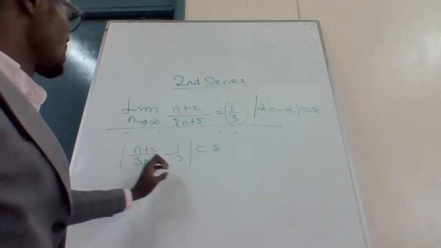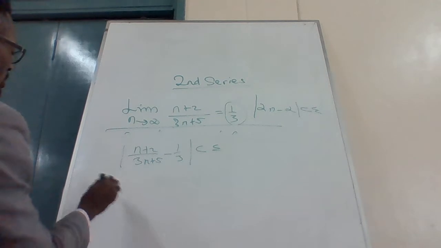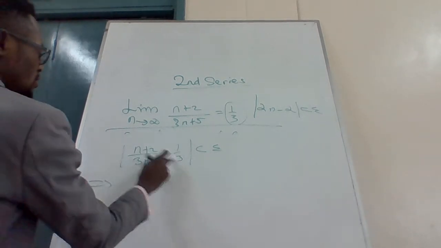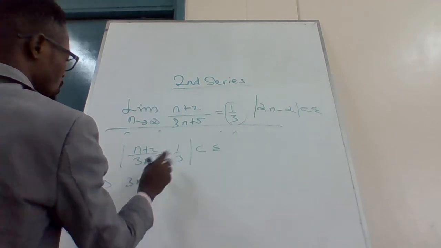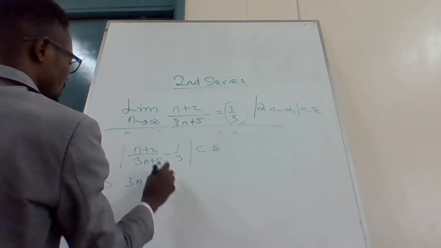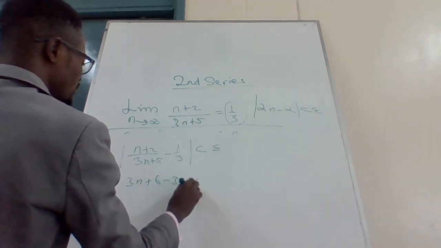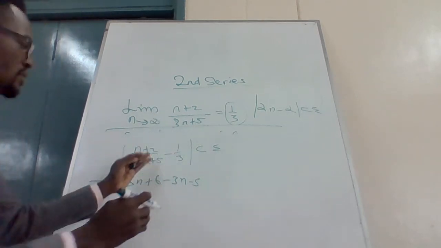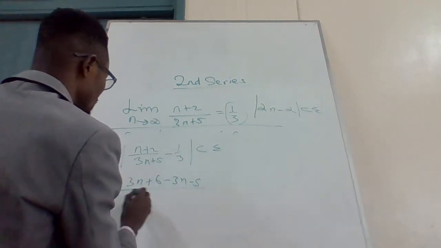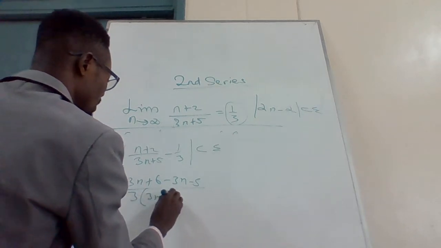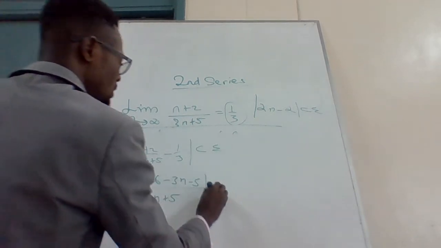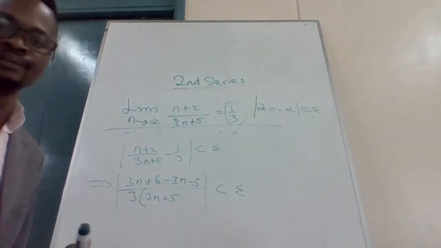And if this is less than epsilon, it implies that you distribute this. 3 by this will give you 3n plus 6 minus 3n minus 5, because when you take it upward, it becomes a negative sign. This will be divided by 3 into 3n plus 5. And this also must be less than epsilon.